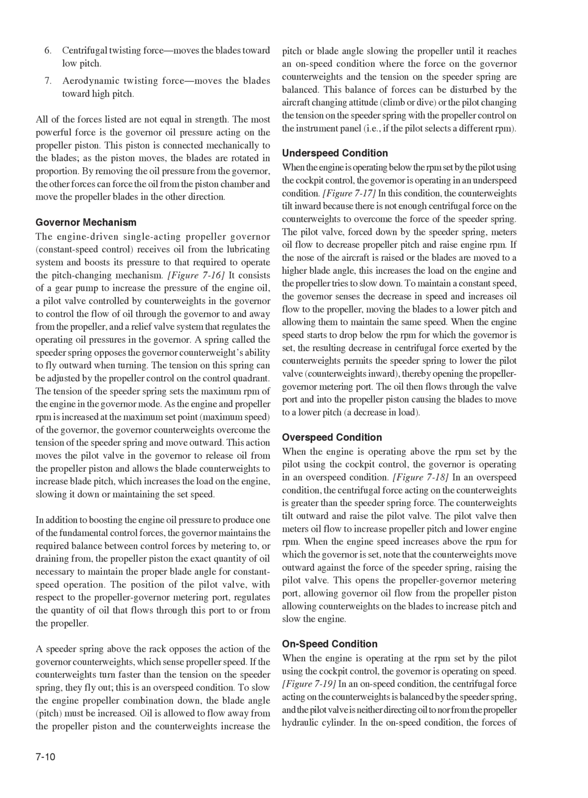In addition to boosting the engine oil pressure to produce one of the fundamental control forces, the governor maintains the required balance between control forces by metering to, or draining from, the propeller piston the exact quantity of oil necessary to maintain the proper blade angle for constant speed operation. The position of the pilot valve, with respect to the propeller governor metering port, regulates the quantity of oil that flows through this port to or from the propeller.